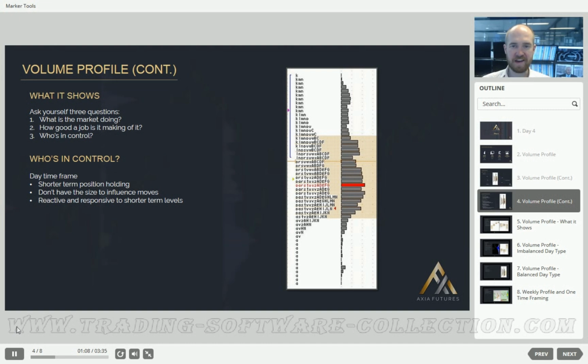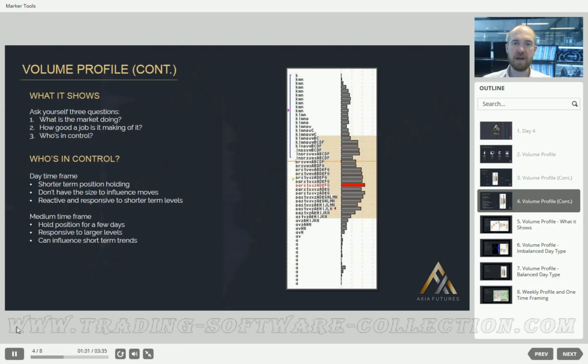When there are more day time frame participants in, the market will react off smaller, very obvious levels. And that's an indication that you've got the day time frame. Because of their lack of size, they're also unlikely to actually drive the market or influence a new trend. Generally, you'll see the market reverse until you get a larger initiative type move.